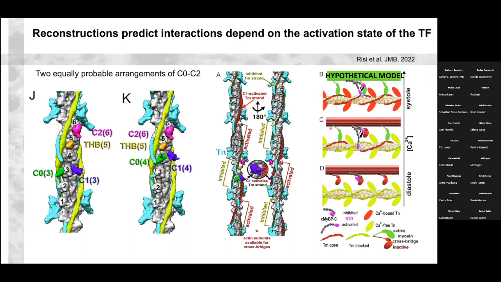So we made some predictions based on that, which get at those ideas of a dynamic interplay of myosin binding protein C going from the thick filament to the thin filament.